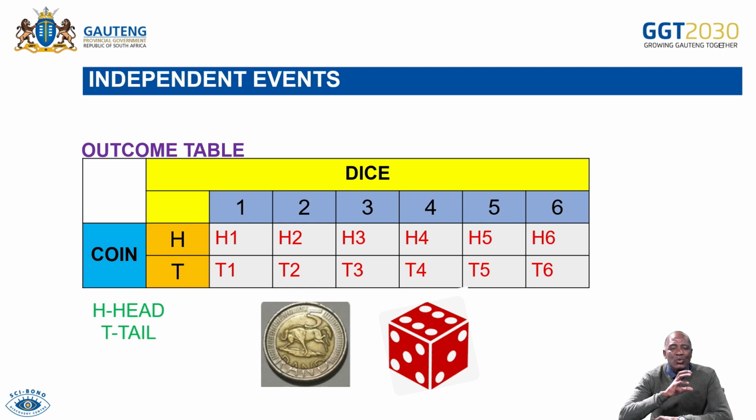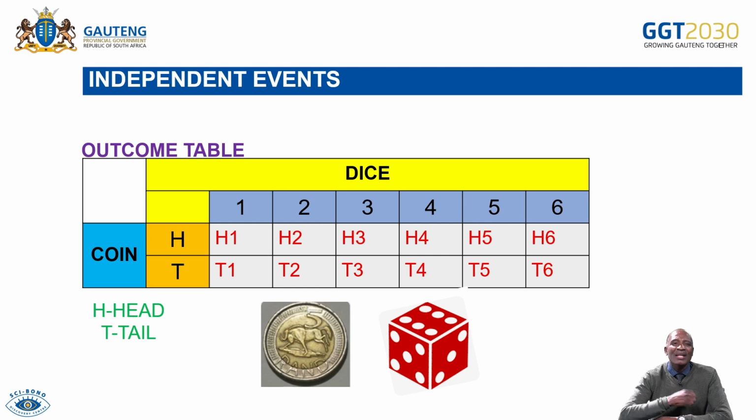How do you design your outcome table? You take one item at a time. For instance, you take your dice. I chose to put my dice horizontal, and I identified all the outcomes that appear on a dice. It's a 1, it's a 2, it's a 3, up to a 6. Hence, it's a 6-sided die. Then I go to the coin. It could be a head or a tail.